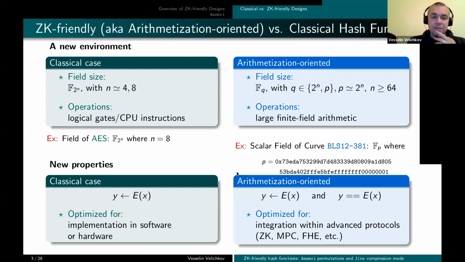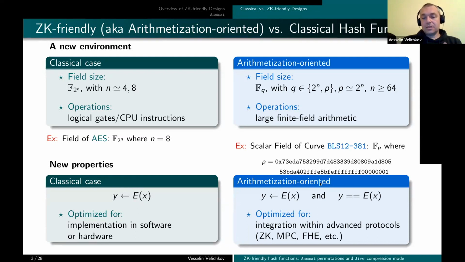Furthermore, we also require some new properties. So in the classical setting, I've generically denoted this as E, where E can be a block cipher or a hash function, but think of it as a hash function for this presentation. We are interested in computing E over some input X. So for example, we want to hash X to produce the hash value Y. And then we have an algorithm to do this computation, and we are optimizing it for software or hardware.